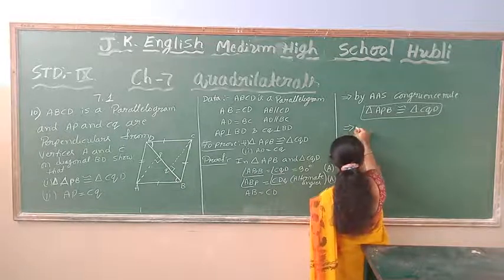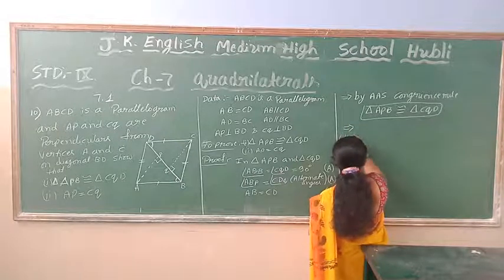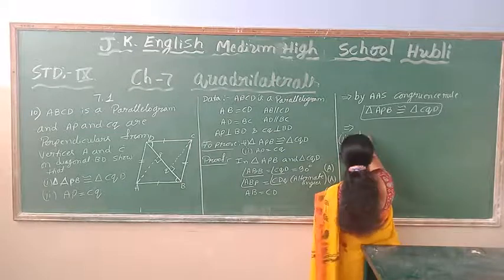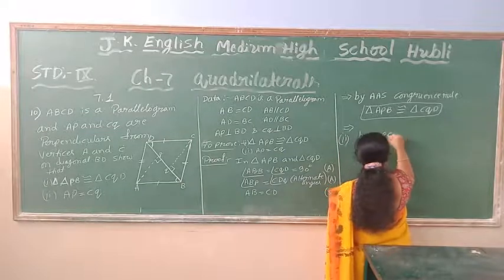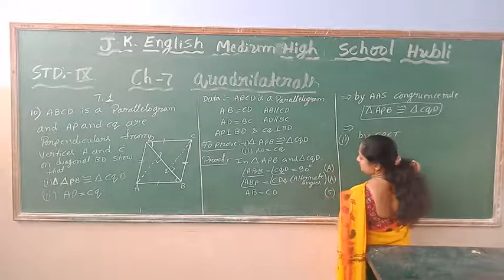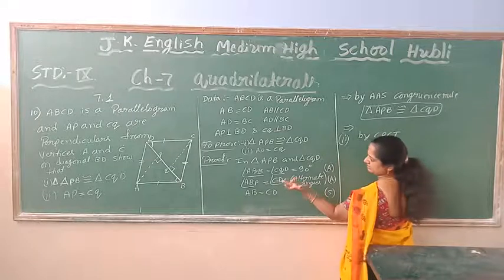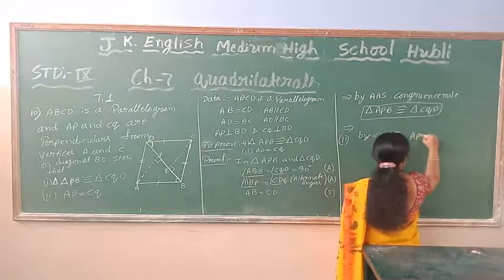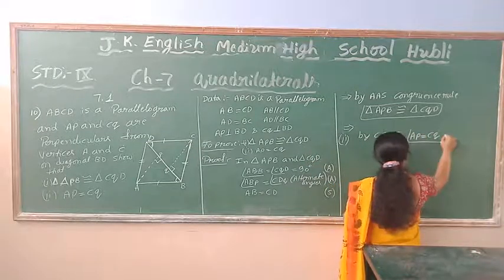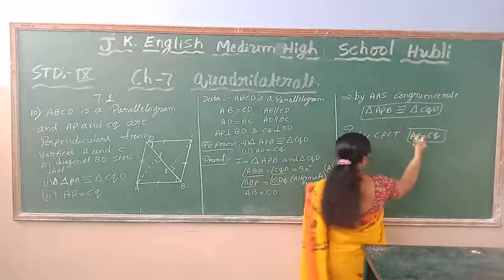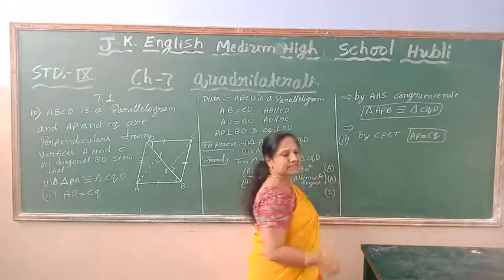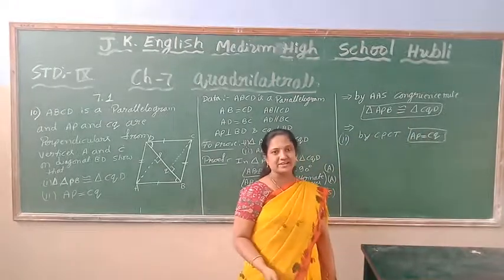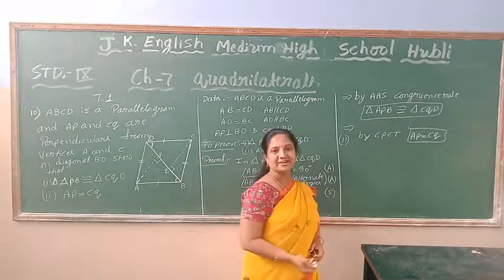These two triangles are congruent. By CPCT, the remaining corresponding sides are equal. That is nothing but AP is equal to CQ, because these two triangles are congruent and the remaining corresponding sides are equal. In this manner, we have to prove it according to the question.